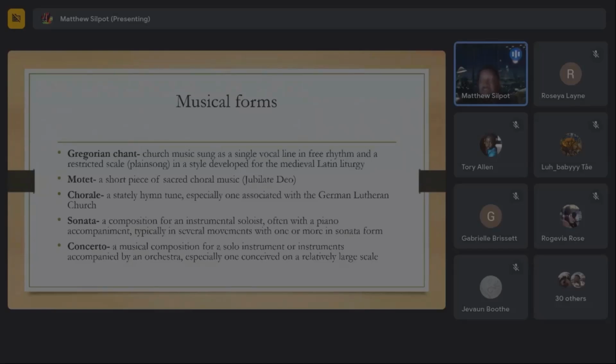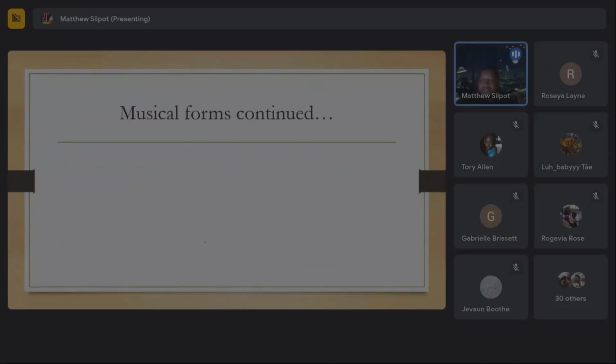We have what we call a concerto, which is a musical composition for a solo instrument or instruments accompanied by an orchestra, especially one conceived on a relatively large scale. We have what we call rondo, which is a musical form with a recurring leading theme. We have an oratorio, which is a narrative musical work for voices and orchestra. So I don't know if you know about the Messiah by Handel. That work that the great Hallelujah chorus comes from. That's called an oratorio, because it has several other things.